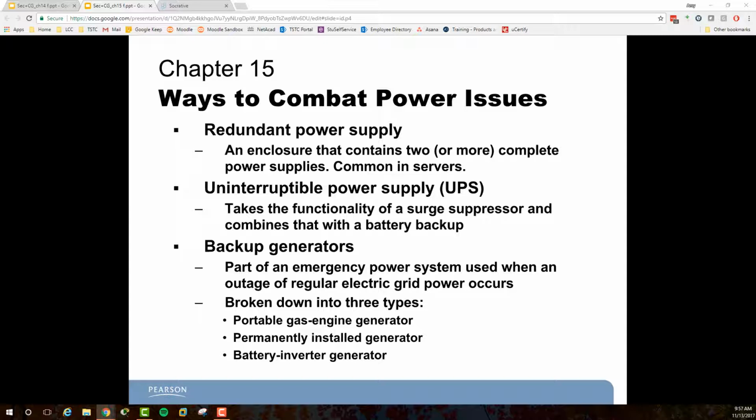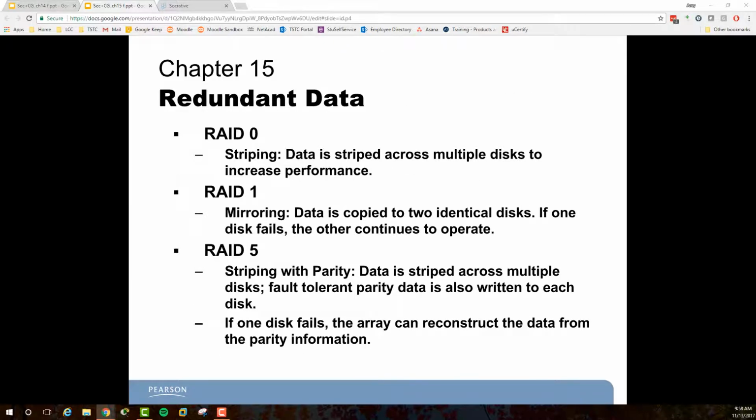There's different types of generators. There's the portable gas engine you can carry around. There's a permanently installed one that will kick up, and there's one that's a battery inverter generator as well. The gas ones tend to be what we see. The permanently installed generators are what we see generally.